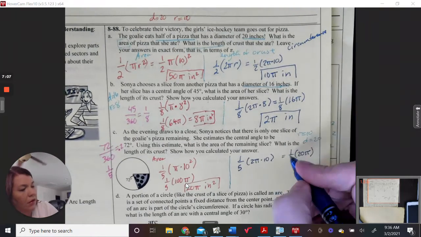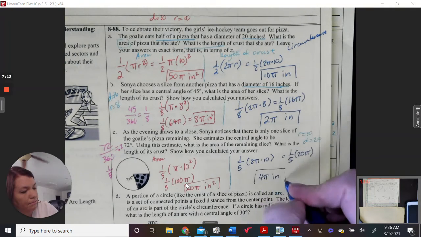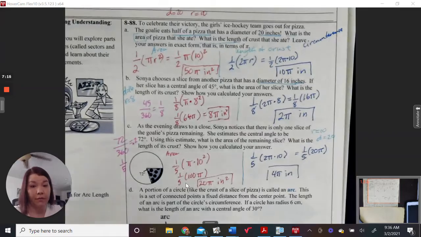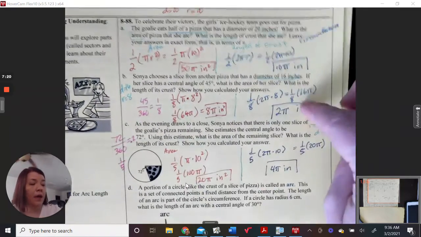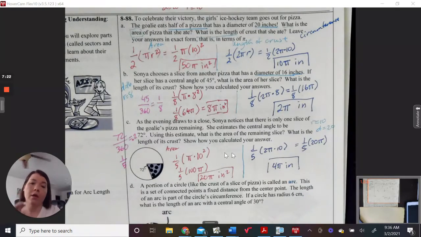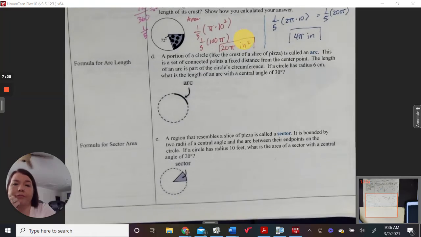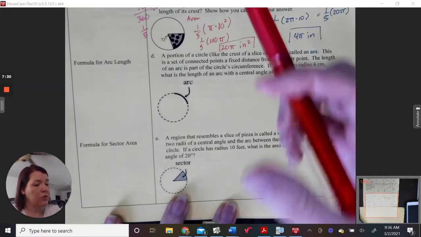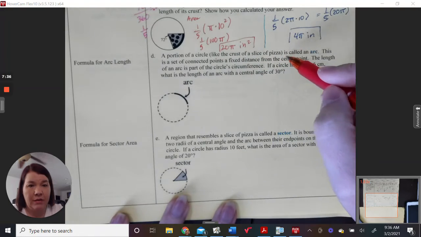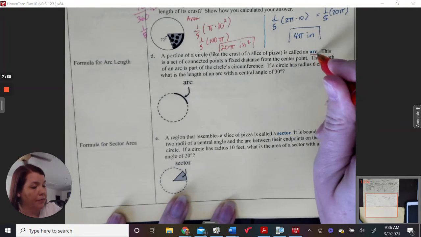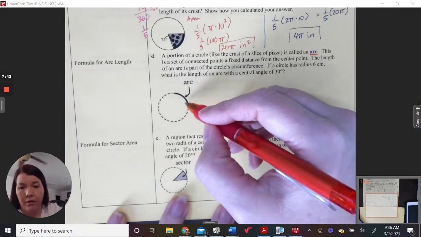Okay, so what have we been doing? We've done these 3 examples. We found the areas and the lengths of the crust of these pizza sections. So what have we actually been doing? What we've actually been doing is this: a portion of a circle, like the crust of a slice of pizza, is called an arc. It looks very much like an angle, but it's just the arc. And we're asking, how long is this arc? If I straightened it, well, how long is it?